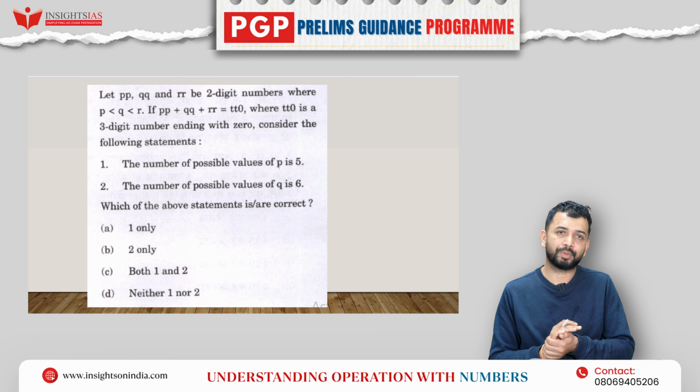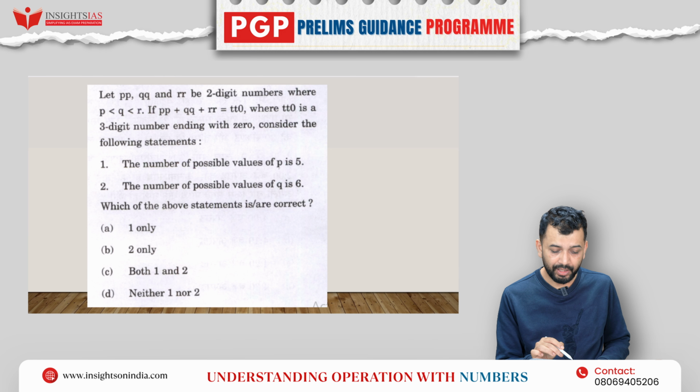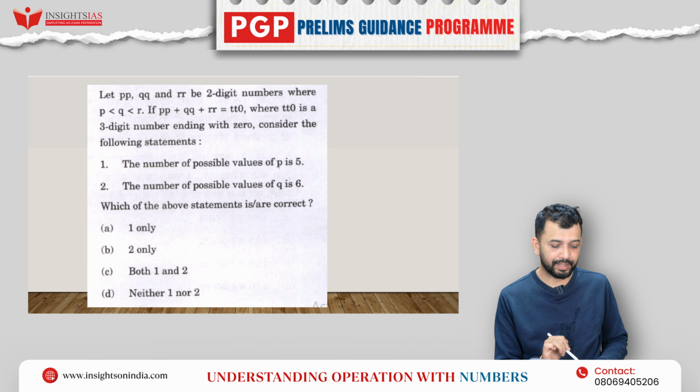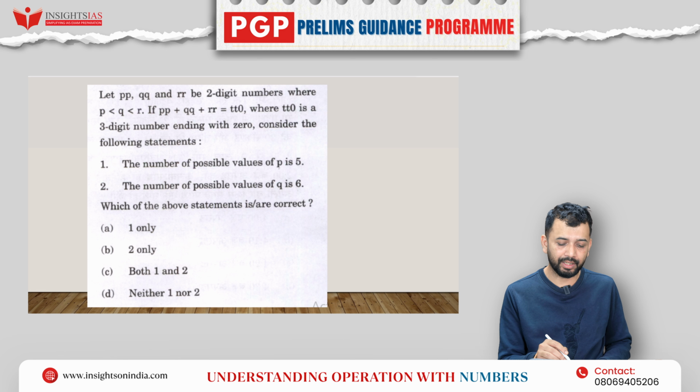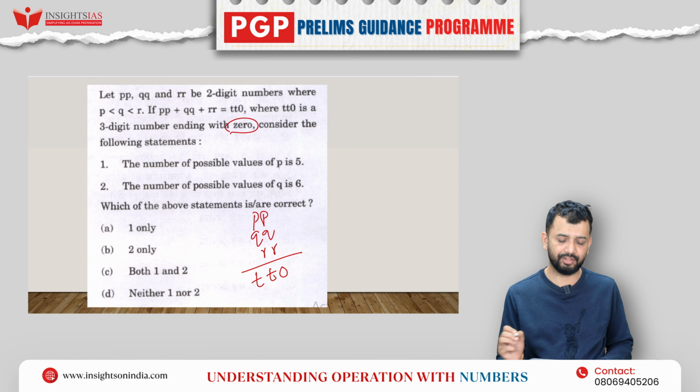So let's do the last problem of the day. Now let PPQQRR be a 6-digit number where P is less than Q, Q is less than R, and PP plus QQ plus RR equals TT0, where TT0 is a 3-digit number ending with 0. That is, if you are adding PP, QQ, RR, the answer ends up with TT0.